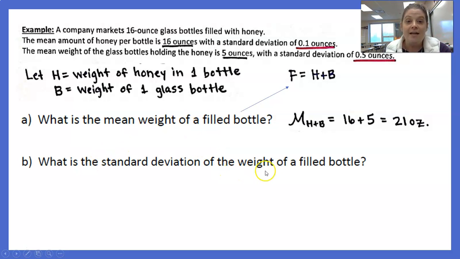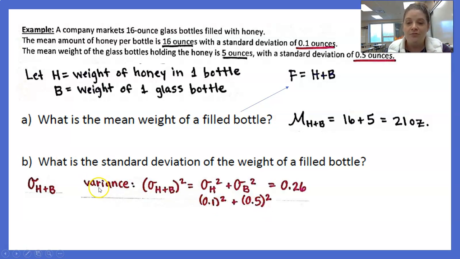Okay, what is the standard deviation of the weight of a filled bottle? All right, so I'm looking for the standard deviation of H plus B, but remember, because this is standard deviation, it's like a Pythagorean theorem problem. It's like a right triangle. I can't just take H plus B and get that filled. I can't take the standard deviation plus the standard deviation. Instead, I'm going to take the variances. The variances add. So the variance of H plus B is equal to the standard deviation of H squared plus the standard deviation of B squared. So I'm going to take 0.1 squared plus 0.5 squared.